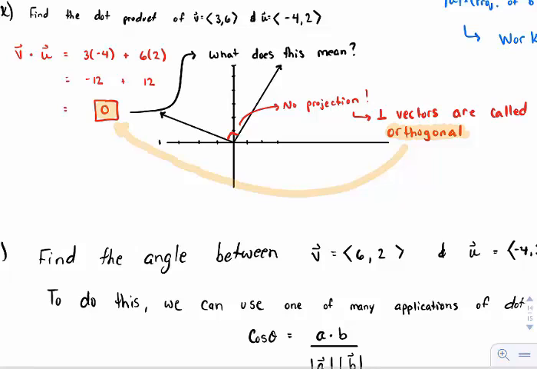So again, that's a cool little aspect of dot products. Sometimes you obviously get a value for your dot product, and if you do, great. If you don't, that means they're orthogonal, or perpendicular, vectors.